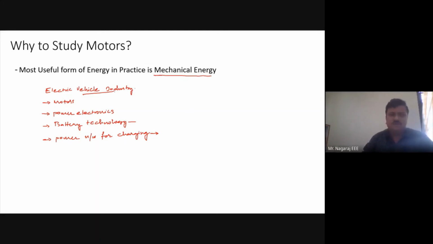So this is why the study of motors is important today. Even for the sake of your career, it is necessary. Because most of the practical work done in practice is mechanical energy, and motors take a major share of this work, we should know as engineers what motors are, how they behave, what they are constituted of, what the principles are, how they are controlled, and where they are applied. That is the motive of the study.